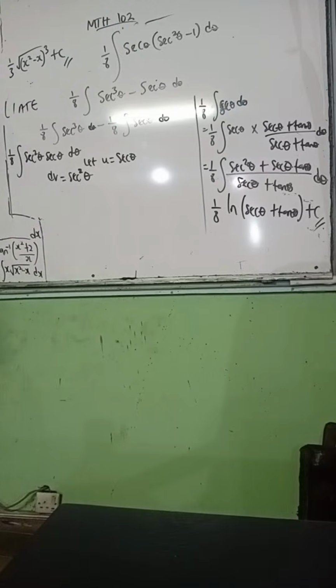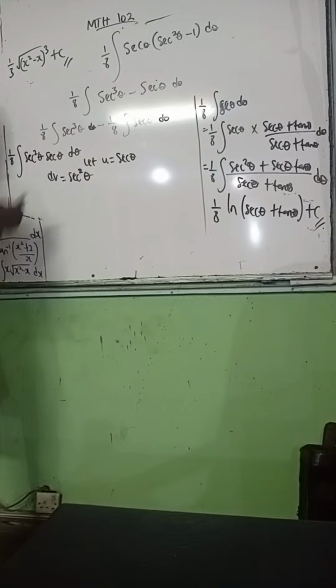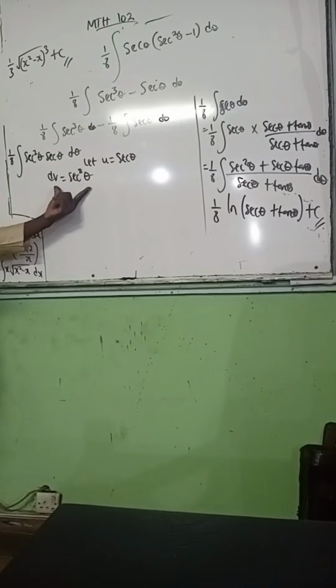The one that will be your u is the one that comes first. If you have logarithm and algebra, the logarithm will be your u, and algebra will be your dv. The one that comes first in LIATE is your u, then the other one is your dv. But this one, they are both trig, so let the simpler one be your u and the complex one be your dv. Though it depends, for this case it's easy to integrate this one. If you integrate sec square theta, we get tan theta.